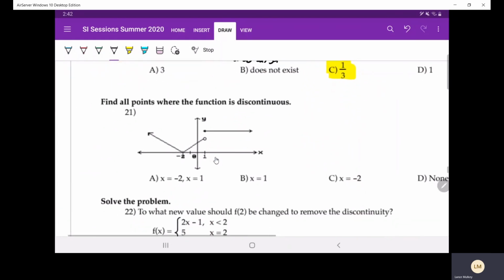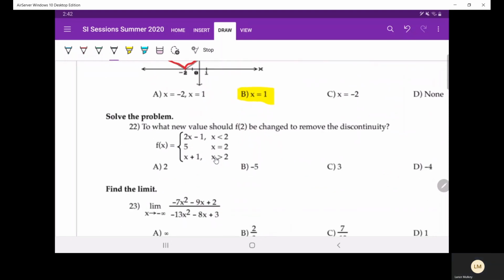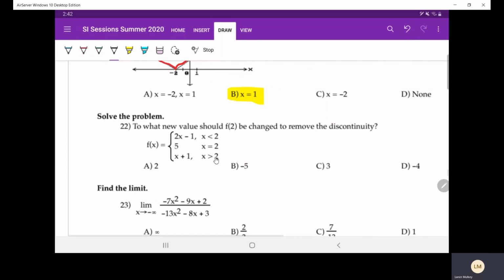Found all the points where it is discontinuous. A continuous function is one where you can trace a graph without having to pick up your pencil or pen or stylus. At x equals 1, I had to pick up my stylus, so that's a red flag right there. That means it's discontinuous at x equals 1.